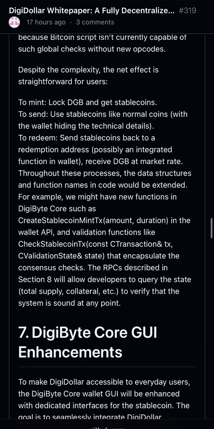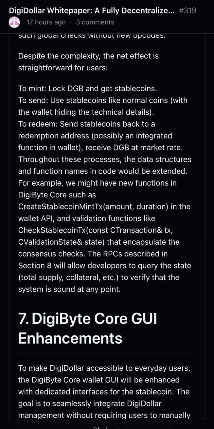Despite the complexity, the net effect is straightforward for users. To mint, lock DGB and get stablecoins. To send, use stablecoins like normal coins, with the wallet hiding the technical details. To redeem, send stablecoins back to a redemption address, possibly an integrated function in the wallet, and receive DGB at market rate.